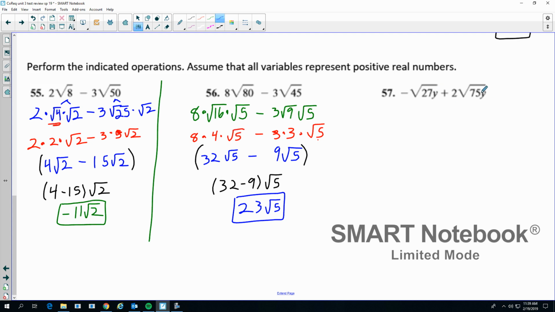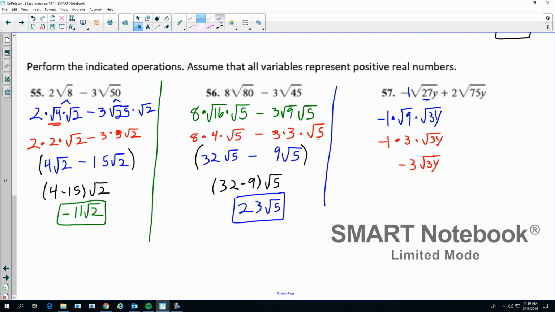You'll notice they both have a variable of y inside there. We won't really be able to do much with that, okay? But the 27, I can break that apart. And in front, that's an understood -1. So what's going to happen here on the first one? I get -1 times the square root of 9 times the square root of 3y. So I got the 3y right there. 9 times 3y is 27y. But I broke it up so I can square root the 9. So I'm going to get -1 times 3 times the square root of 3y. So this all simplifies to -3 square root of 3y.